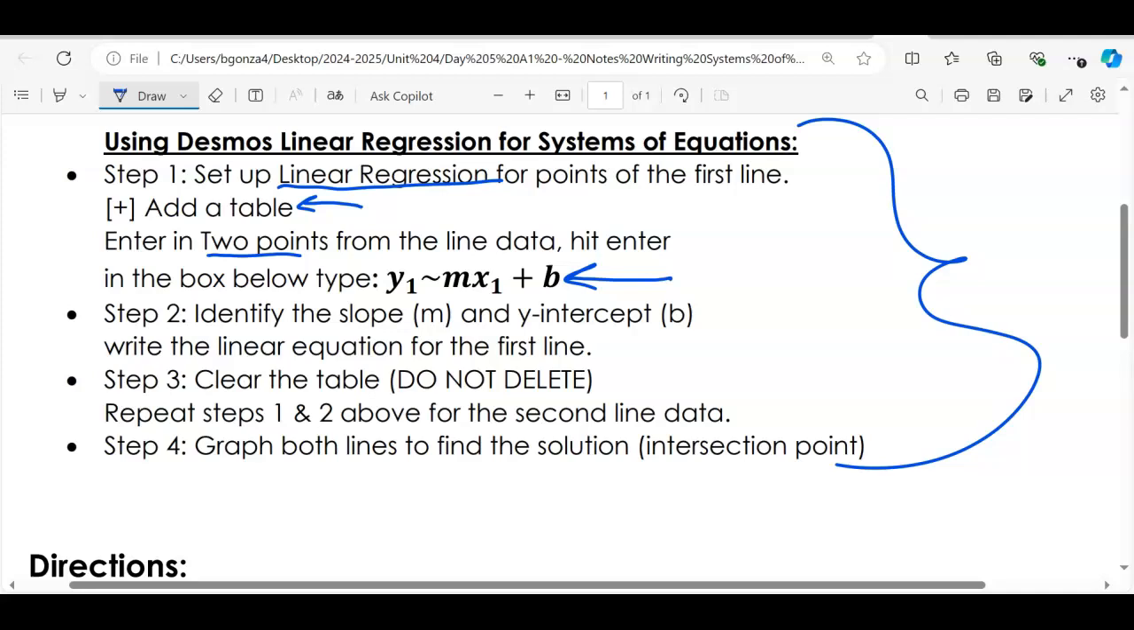Okay, step 2, once you've done that, it'll tell you what's m and what's b. That's great. You can write it. Now here's the deal. This is kind of important. I'm going to show you this, but if you don't delete everything, if you just refill in the table, you don't have to type the y1 squiggle mx1 plus b again. I'll show you. But you basically do this again for the second table, and now you have 2 equations. And once you have 2 equations, can't you find the solution by graphing them and clicking where they intersect? Yes, you can. So I'm going to show you right now how to do this.